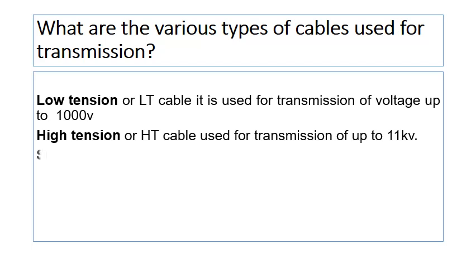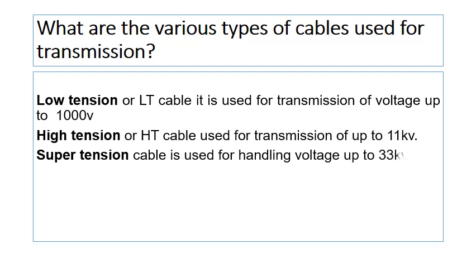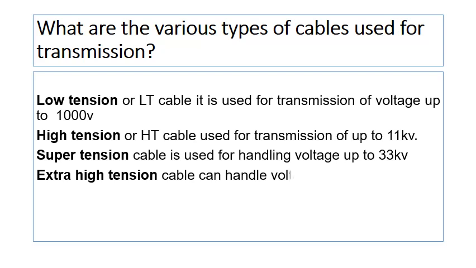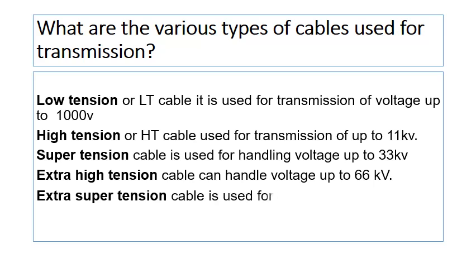Number 3, super tension cable. This cable is used for transmission of up to 33 kilovolt. Number 4, extra high tension cable. This cable can handle voltage up to 66 kilovolt. Number 5, super tension cable. This cable is used for transmission of voltage up to 132 kilovolt.